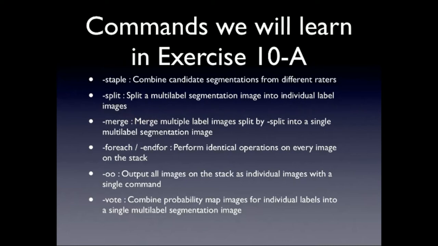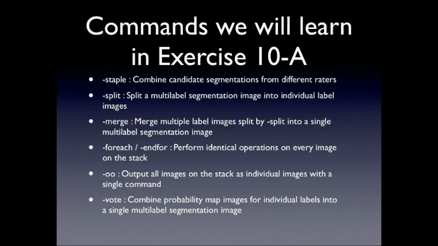And then the other useful thing is when you have multiple images that each represent one segmentation label, and you want to output them separately, but you don't want to write out 10 different -o commands. You can use the double -o, which will output multiple files at once.